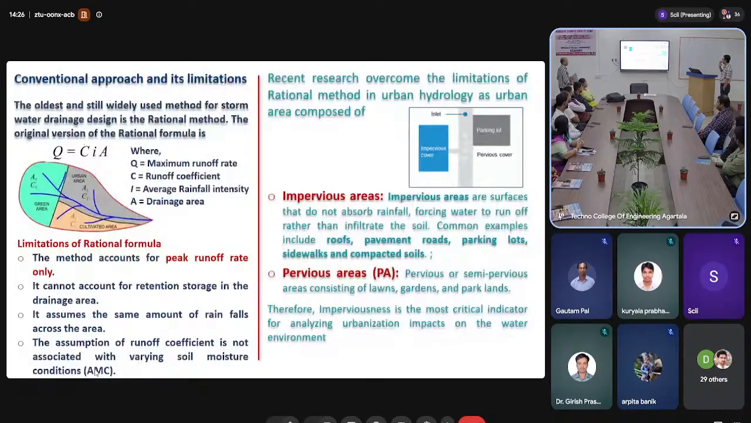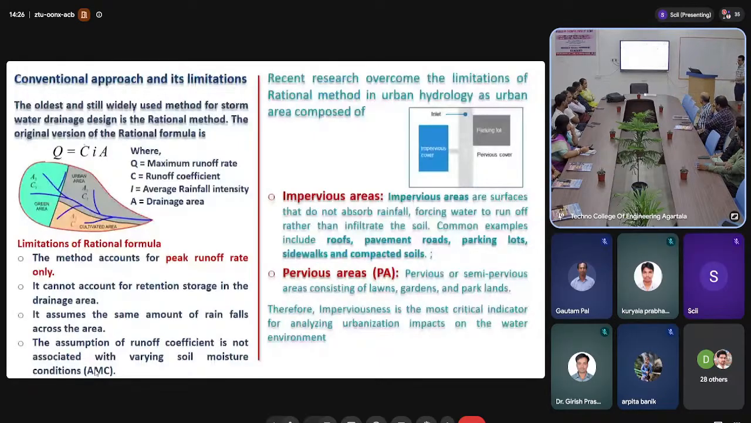So keeping in view the limitations of the formula, what does modern research say? Modern research has approaches readily available to overcome the rational approach. Any urban area, as we are talking about smart cities, is in general composed of two factors: one is impervious area, another is pervious area. Everyone is aware of what is pervious area and what is impervious area.